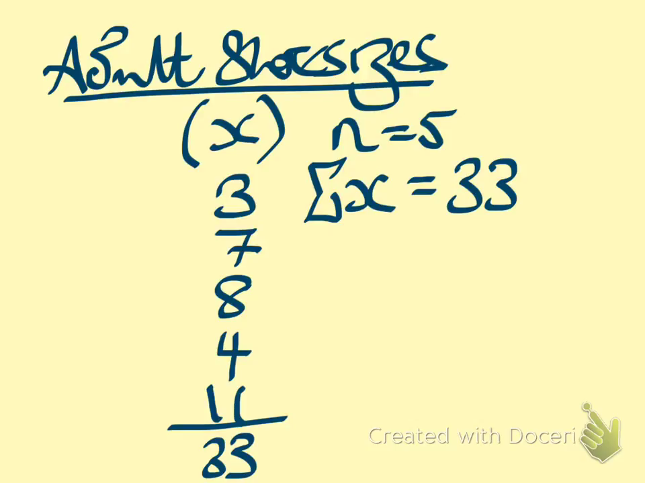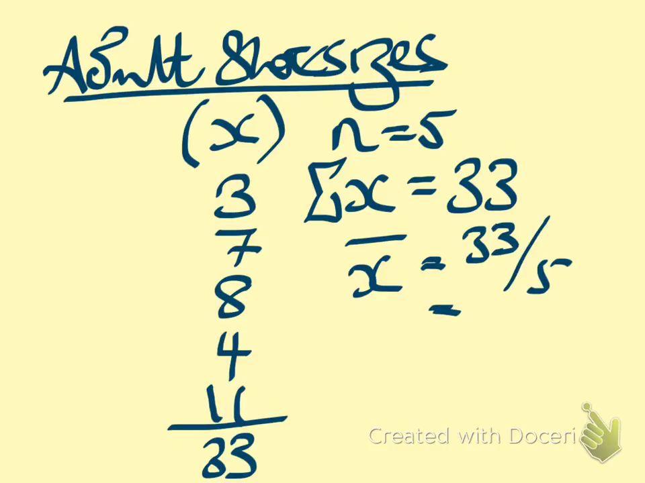In order to calculate the mean, we would simply put 33 over 5, which is 6.6. However, if we want to calculate the variance of the data, we need to use the formula for variance.